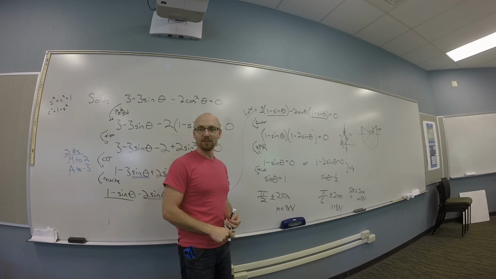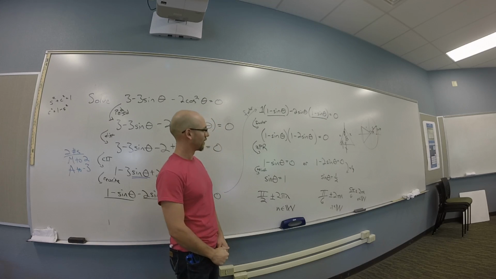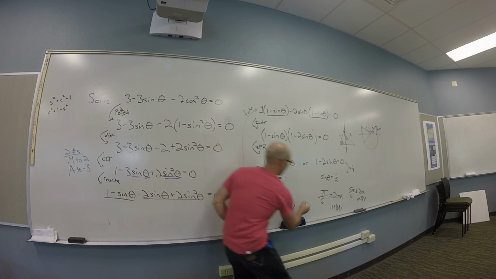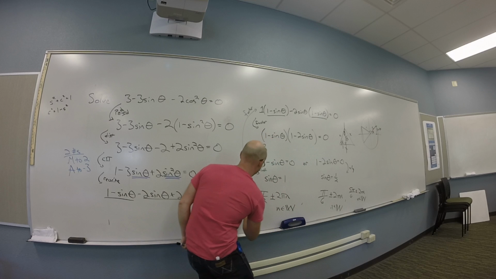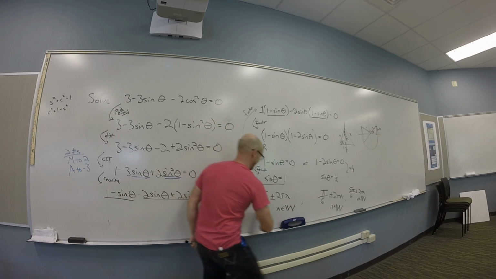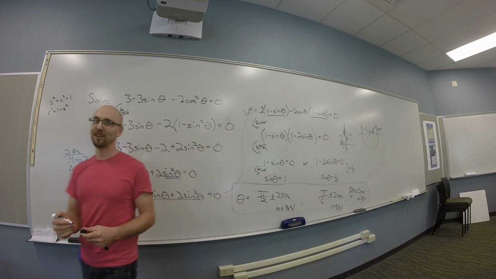Could you write pi over 2, comma, pi over 6, comma, 5 pi over 6, all plus or minus 2 pi n? Sure, just to combine it a little bit more. It's really not that hard. This is a super cool problem. It's fun. I wish I'd thought of it.